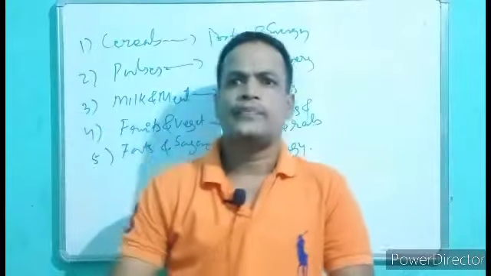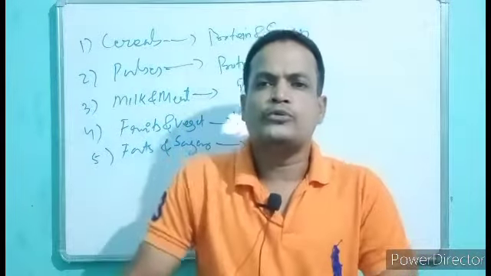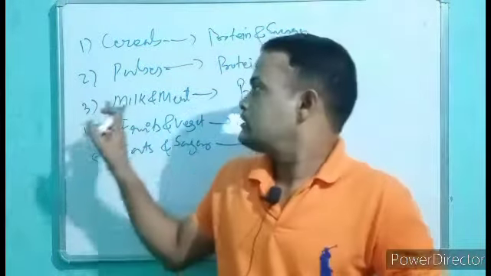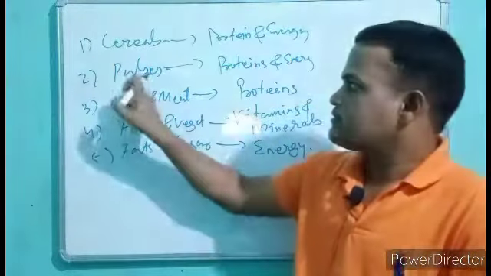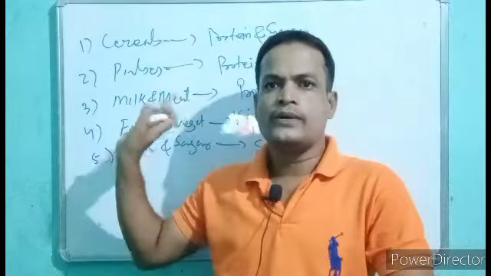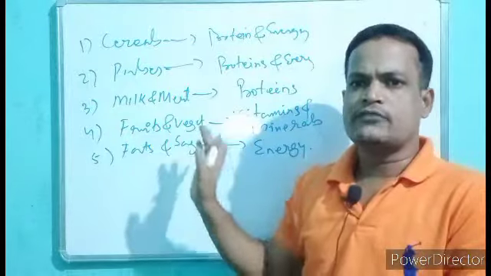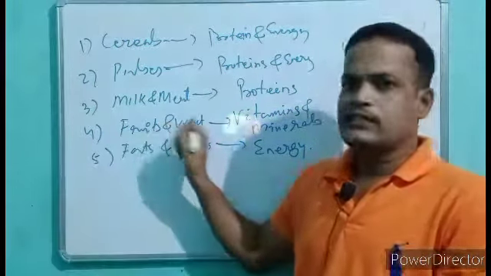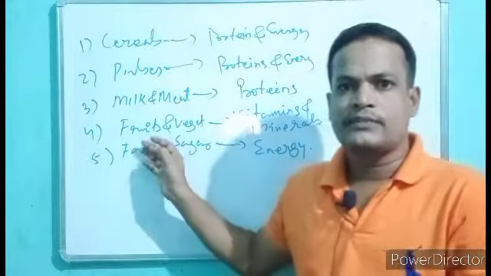Let us see. Number one is your cereals, grains, they provide what? Proteins and energy. Number two is your pulses and legumes, as we have already divided on the previous page, provide proteins and energy also. Next, come to milk and meat. They are generally high in protein. Next, come to fruits and vegetables. They provide micronutrients, in the form of vitamins and minerals.